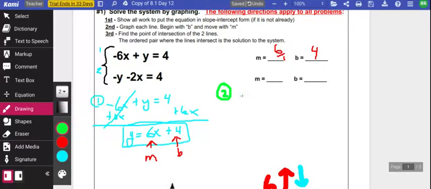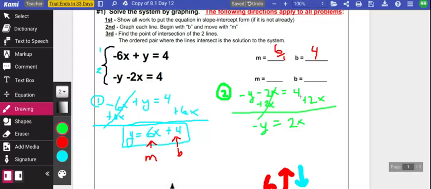Equation 2 is negative y minus 2x equal 4. Y is on the left side, so get this x term on the right side by adding 2x to both sides. So these x terms will cancel, right? Negative 2x plus 2x, that cancels. And you're left with negative y equal to, put your x term first. Your x term is 2x. And then you have a plus 4.